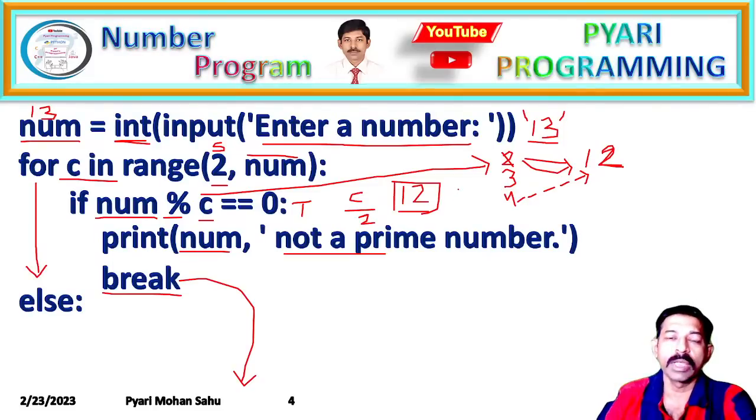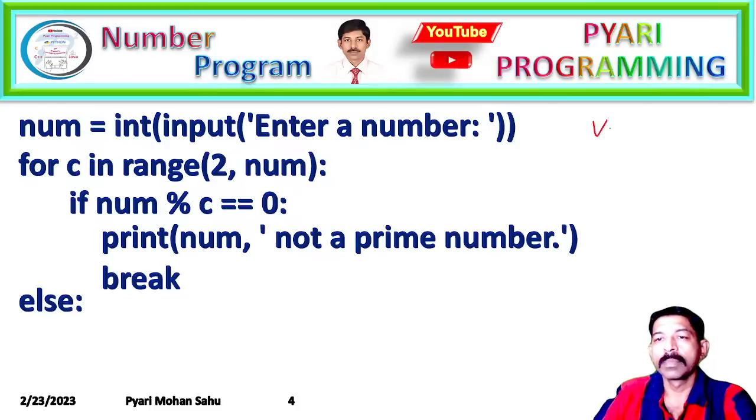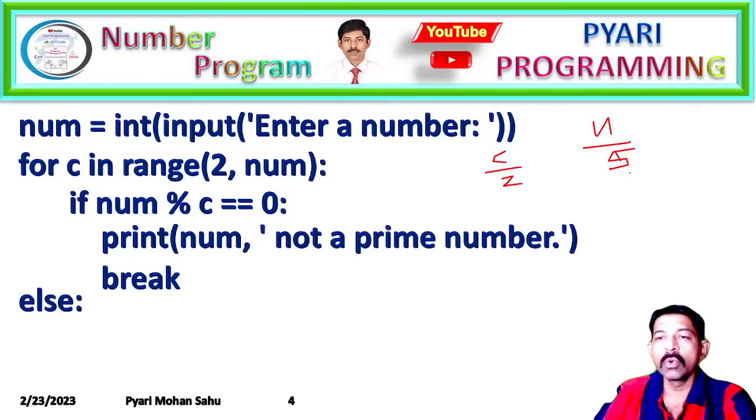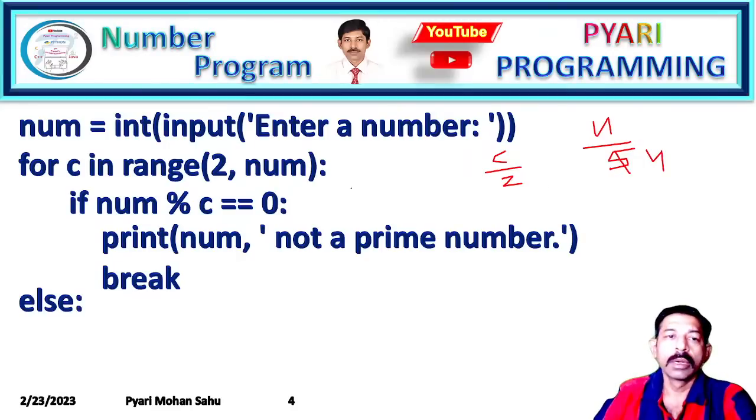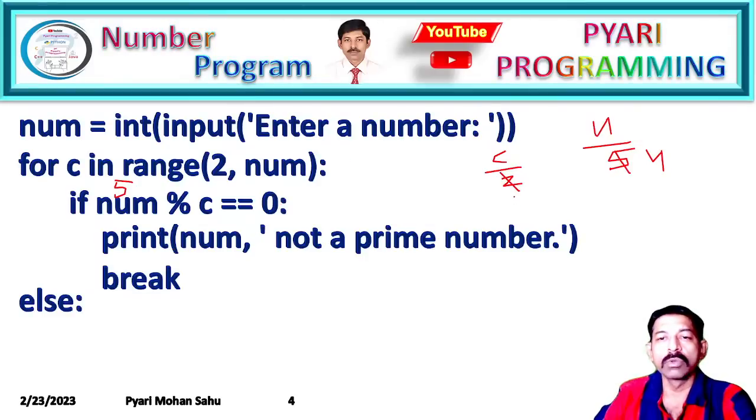Now for example, I am taking 5. Let me clear this to show you more clearly. Now suppose my number is 5 and C value is initially 2. So it will move up to 4, 2 to 4. Now num is your 5 modulo, what is the C value initially? C value is 2. 5 modulo 2 equals to 0, false. Now it will move up, then C value will be your 3.